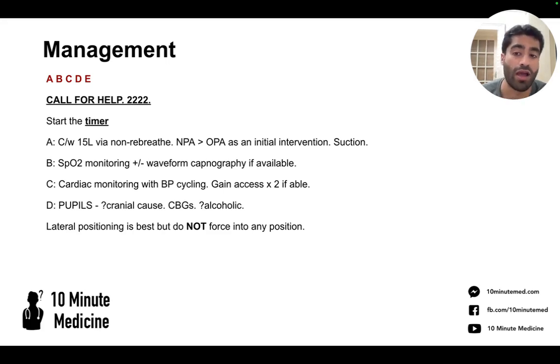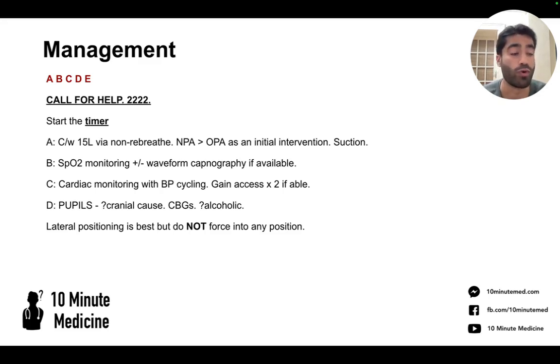So airway, you would continue with the 15 litres via non-rebreathe. They're obviously not responding anymore because they're currently seizing. Another thing you can consider, once you've got the crash trolley there, is using a nasopharyngeal airway adjunct as an initial intervention if you do need to help support the airway further. And if you've got staff members with you, you could do a head tilt jaw thrust as well to keep the airway open and make sure that the oxygen is going through.